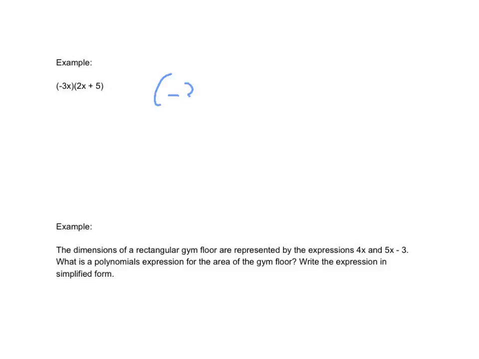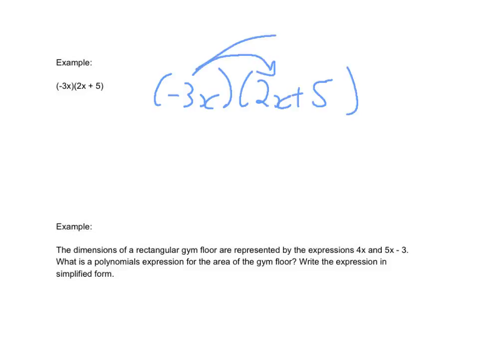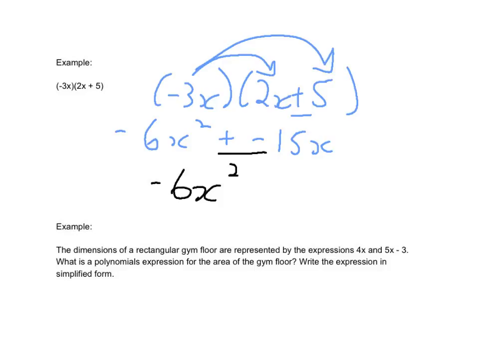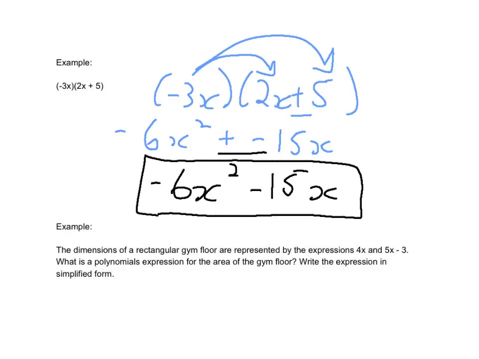We've got negative 3x, and we're going to multiply that by 2x plus 5. Again, we're distributing this out to each of the terms, so negative 3x times 2x is negative 6x squared. A plus there. Negative 3x times 5 is negative 15x. Now you recognize that we've got a plus and a minus, which is cumbersome, so we can knock out that plus sign, and basically we have negative 6x squared minus 15x as our answer there. Hopefully we're getting the hang of it.